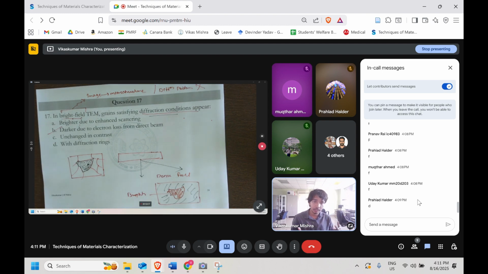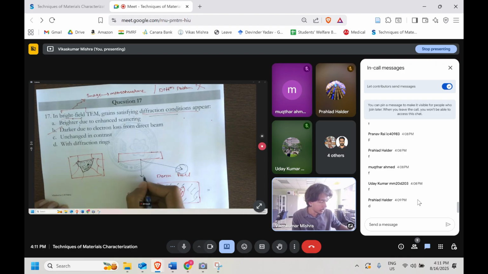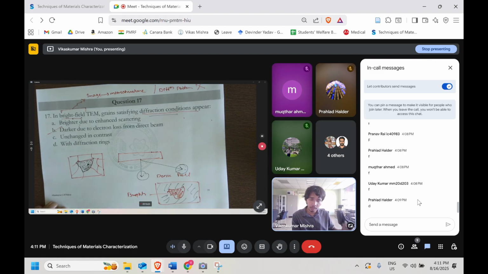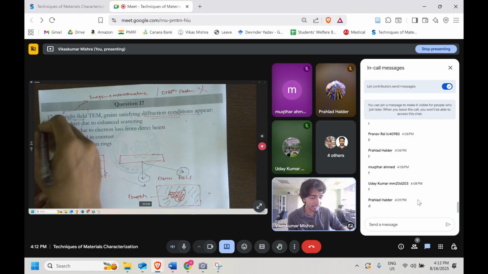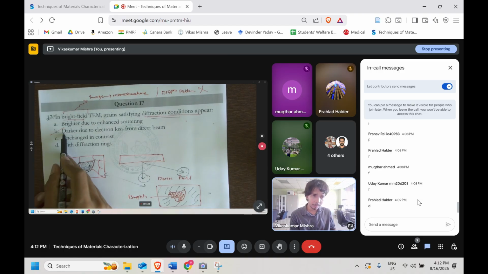It depends upon from what perspective you are seeing. If you are seeing the diffracted beam or the direct beam, they both will give the opposite effect. Okay, is it clear? Is there any confusion? Let me know. Since there is no doubt, very good. The right answer here is option B.